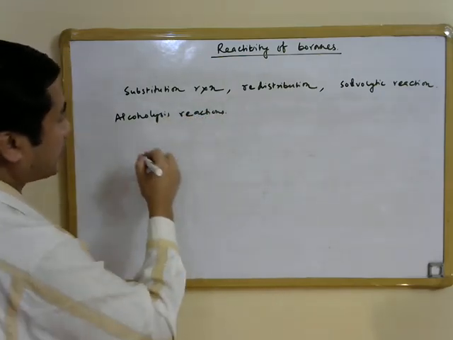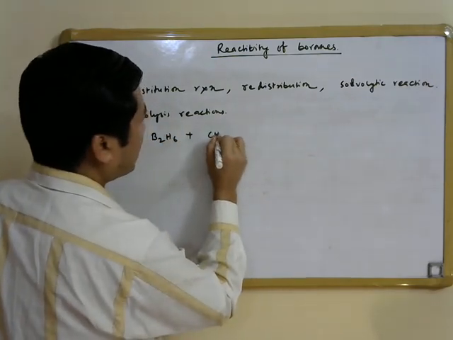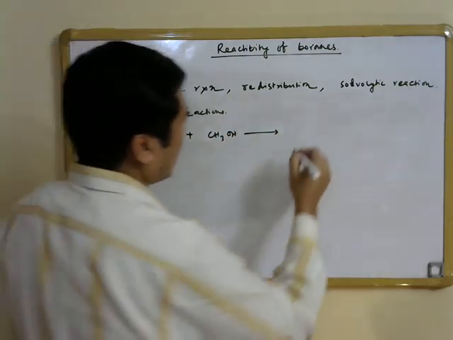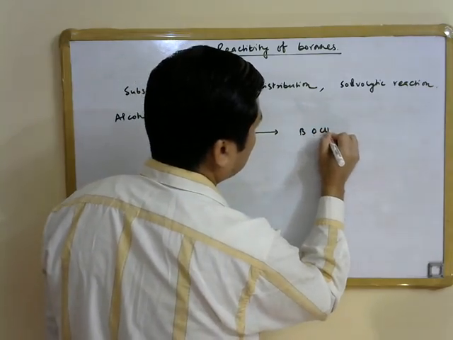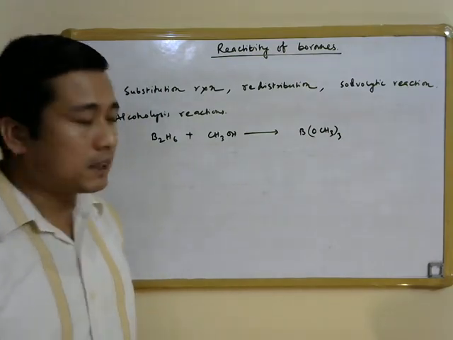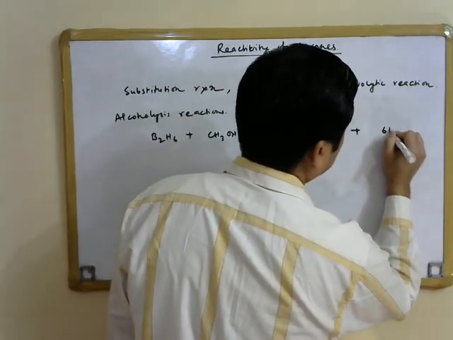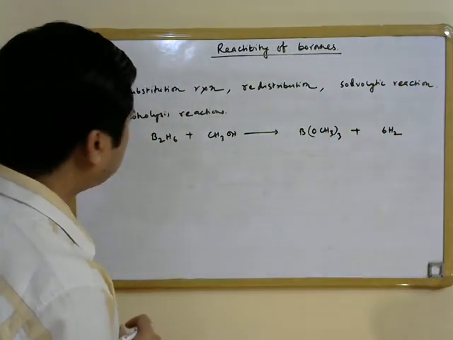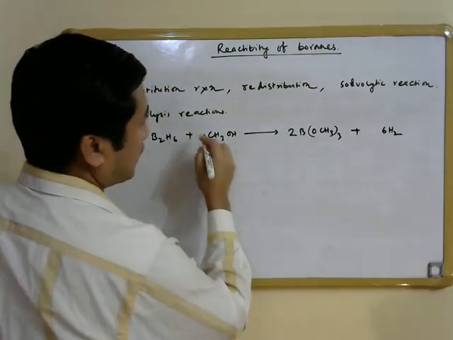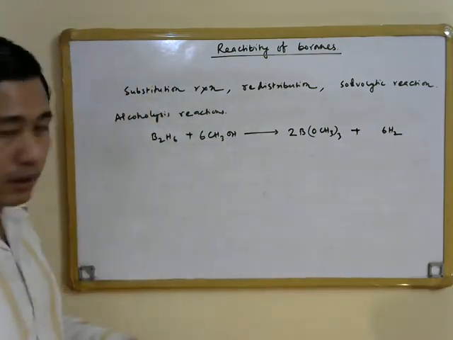So one example of such alcoholysis reaction is when we treat diborane with methanol. So alcoholysis reaction is going to occur here, and we will end up with B(OCH3)3, which is a volatile liquid and can be distilled off the reaction. And we will also have 6 moles of hydrogen during this reaction. So because this is 2, this is also going to be 2, and this we have to write as 6 here, and we will have 6 moles of hydrogen coming out during this reaction.